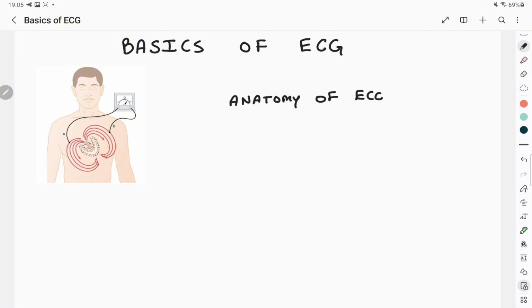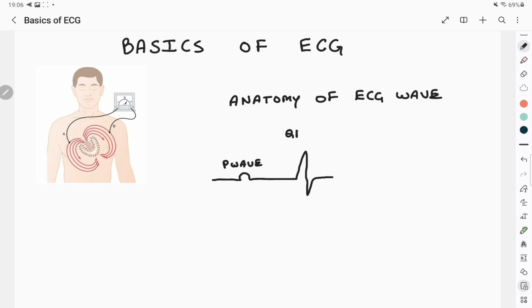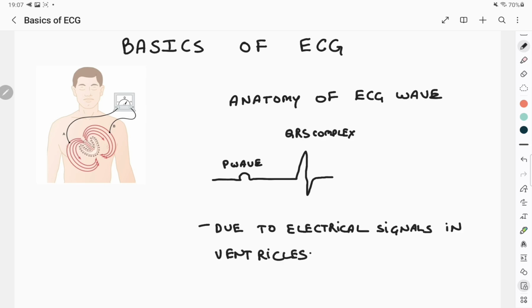Now let's talk about the anatomy of an ECG wave. The first wave seen on a normal ECG is the P wave. It is seen due to the electrical signal spreading across the atria. It happens right before the top chambers contract. The second is the QRS complex, which is seen due to electrical signal racing through the heavy ventricles. This large electrical spike initiates the main ventricular squeeze.